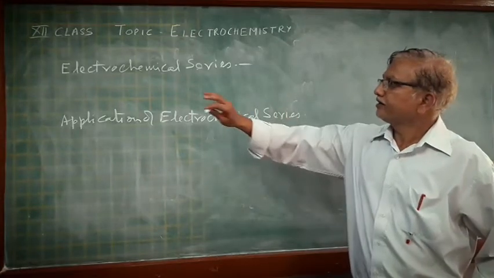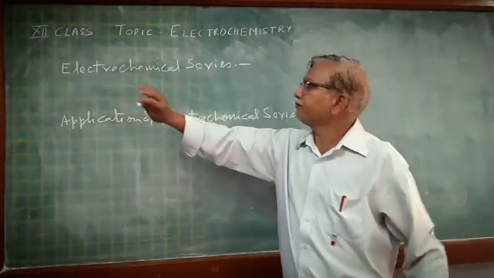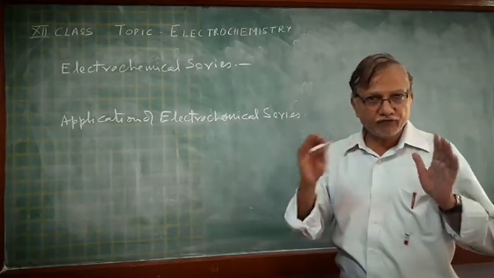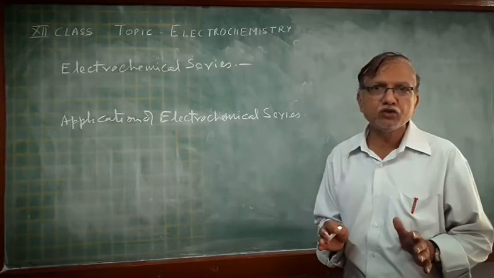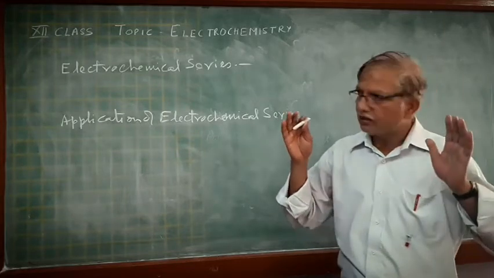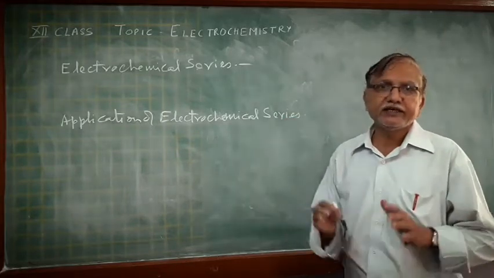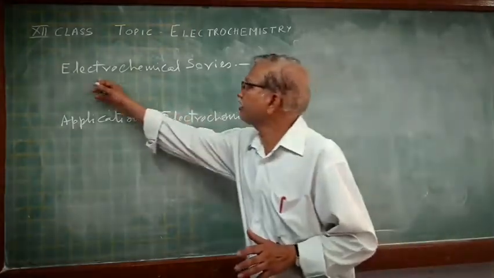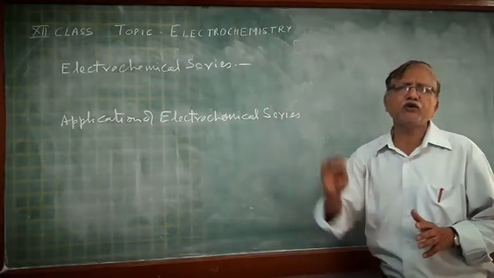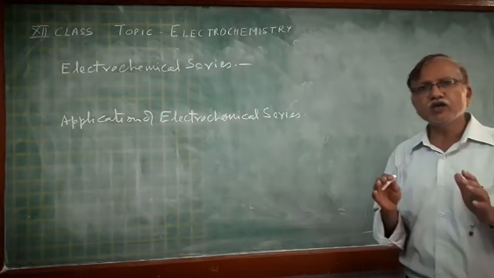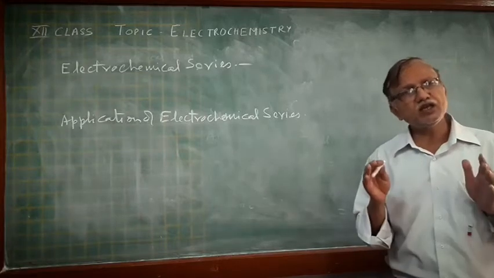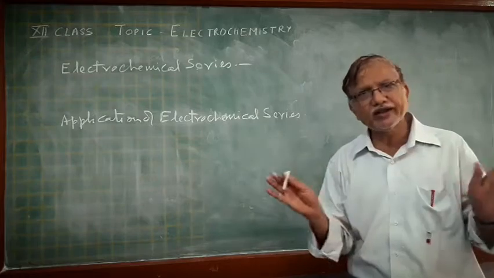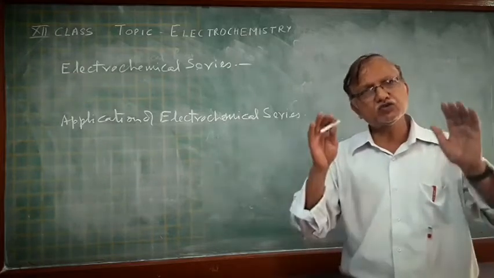Now student, just now we used the term electrode potential. Different electrodes have different values of electrode potential. If we arrange these values in decreasing order of their reduction potential, we get a series called the electrochemical series. This is very important from the examination point of view and you have to go through this series. It is given in the textbook. You need not mug it up, you just go through it and try to understand.